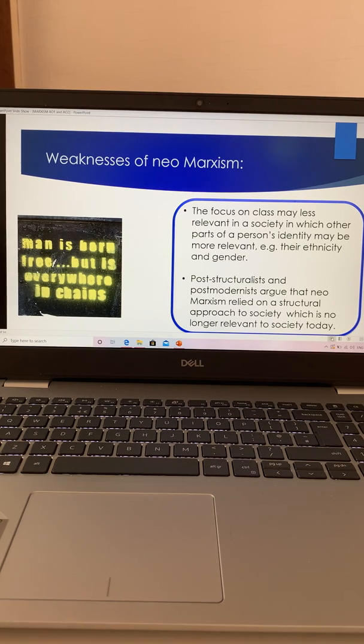Now, our post-structuralists and our postmodernists, which we'll look at in a few lessons' time, argue that neo-Marxism relied on a structural approach. Do we still have a structural society? Are our institutions still having a power over us? Or is it, you know, we have more of a power over them? So that's interesting.